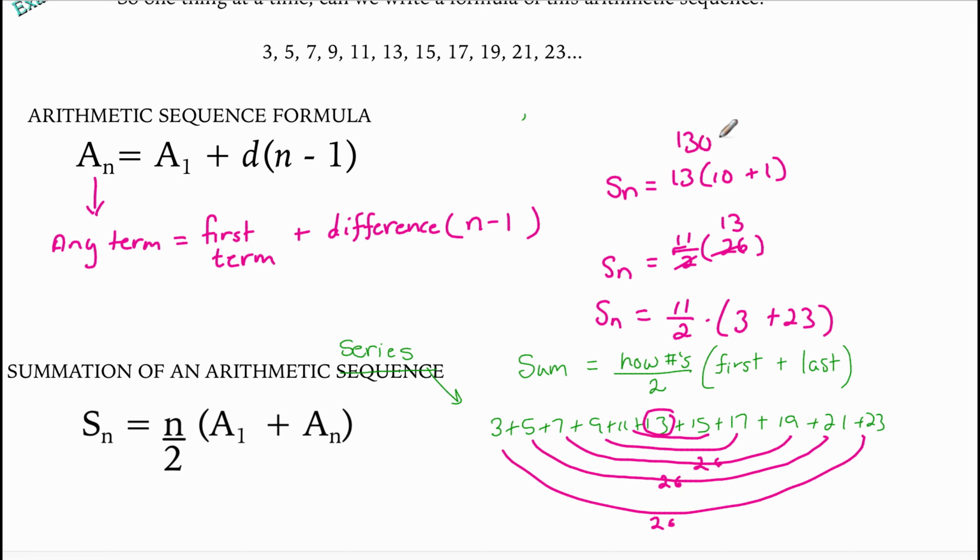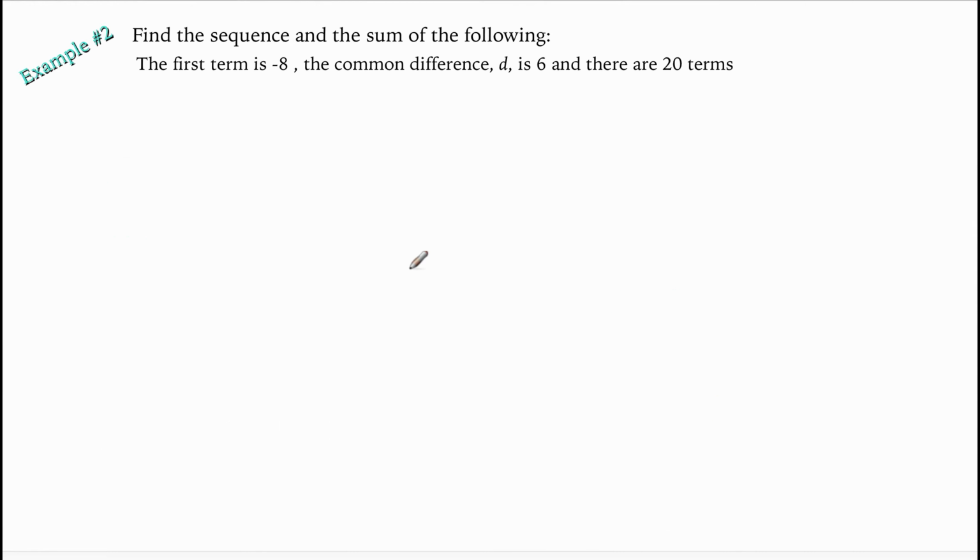That's 130 plus 13, so that adds up to 143. All right, so now they didn't give us the numbers. We have to find the sequence and the sum of these following clues. The first term is -8.